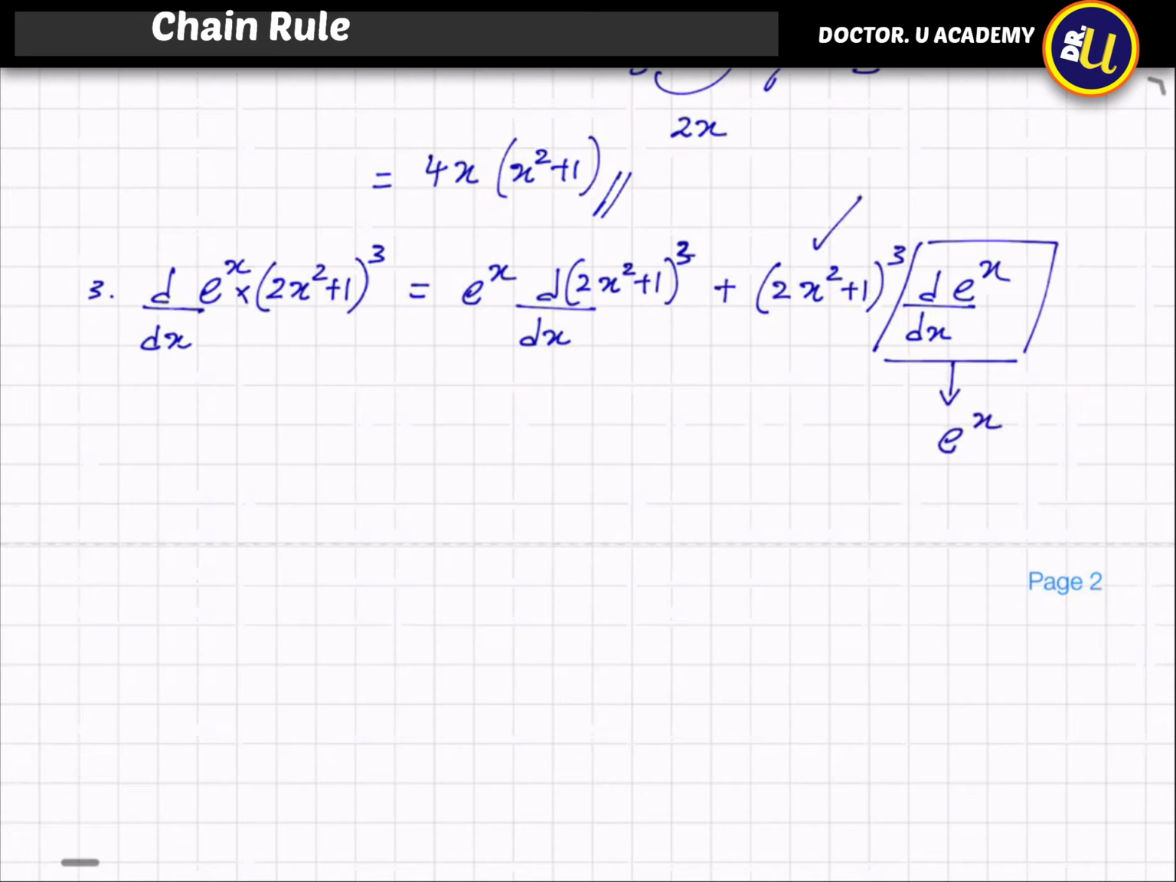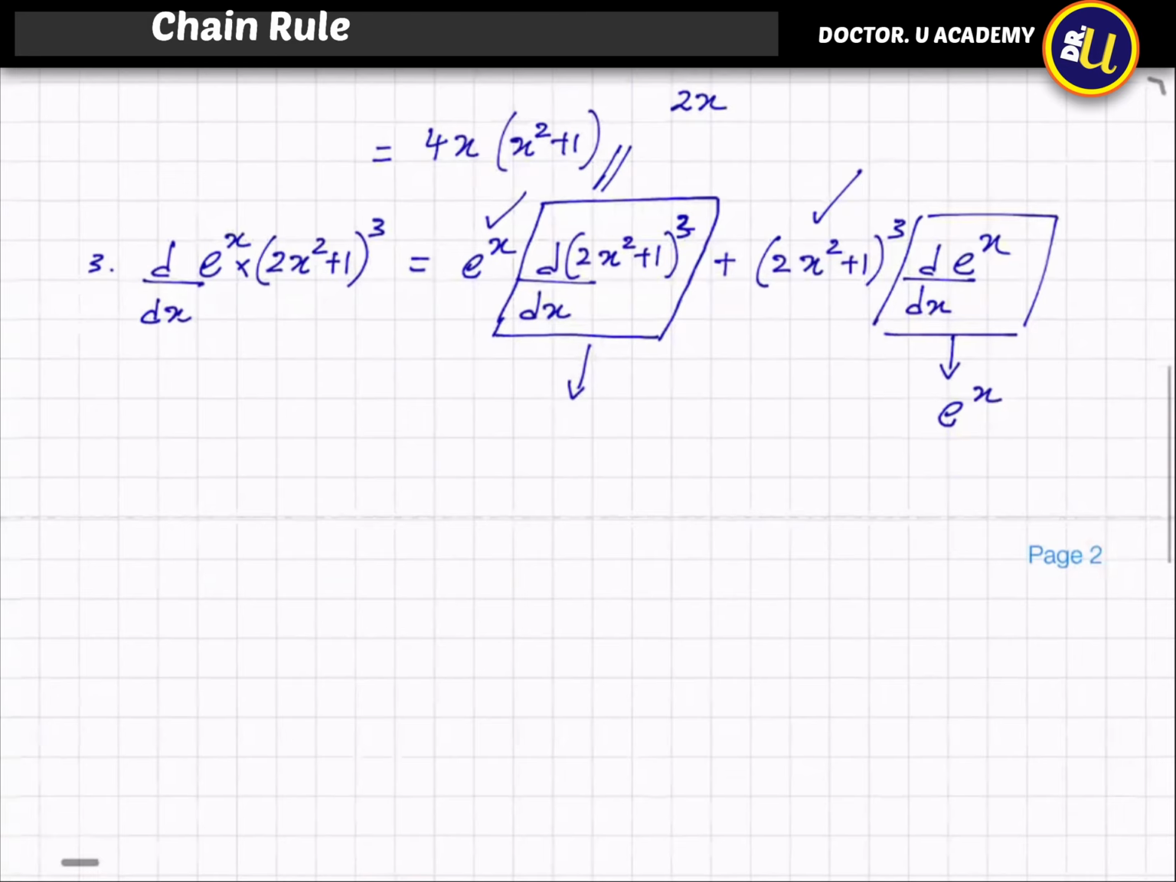Now this is no problem, this is just a multiplication. The problem here is this. Here we have to differentiate, but what is the base case related with? The related base case would be base case number 1. Why? Because of this power 3.